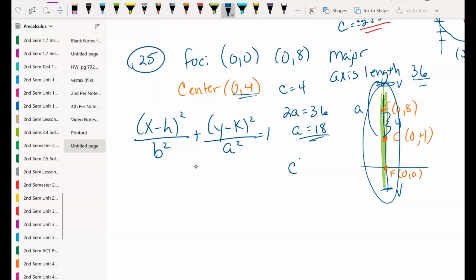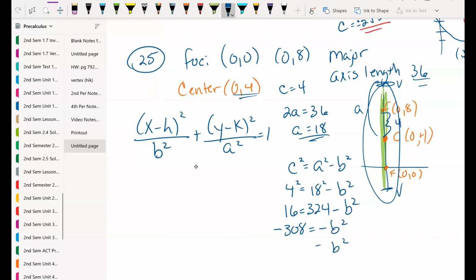So we're going to use our equation, c squared equals a squared minus b squared. c is the distance that we use to draw the ellipse, like in the video at the beginning of the lesson. So we plug in what we know. This is going to be 4 squared equals 18 squared minus b squared. So we get 16 equals 324 minus b squared. Subtract the 324. Again, negative 308 equals a negative b squared.